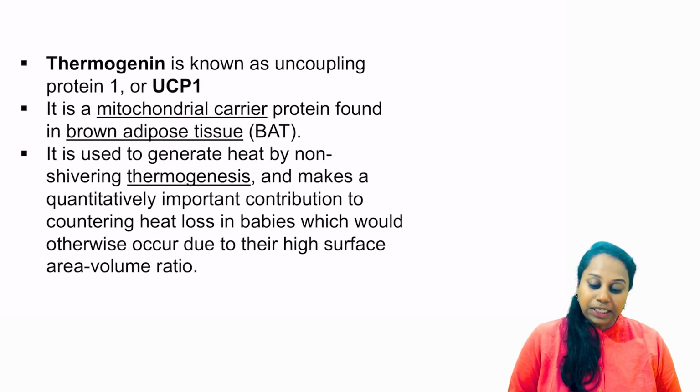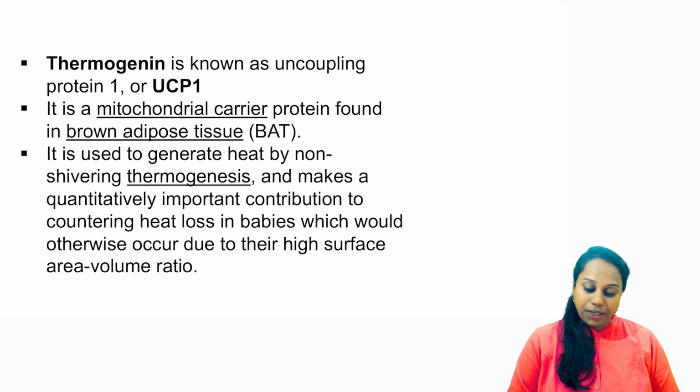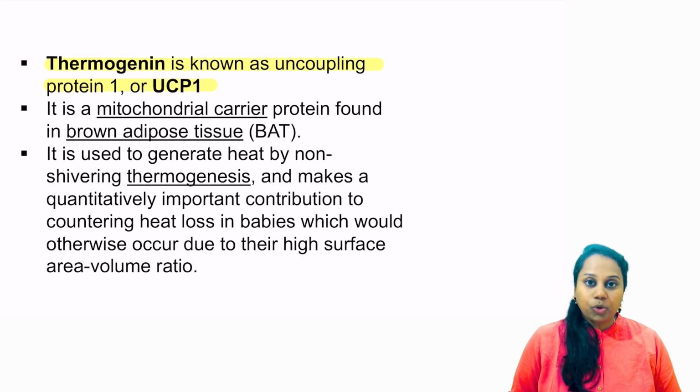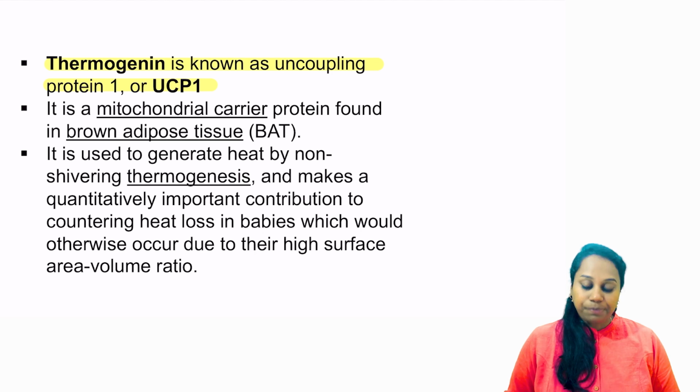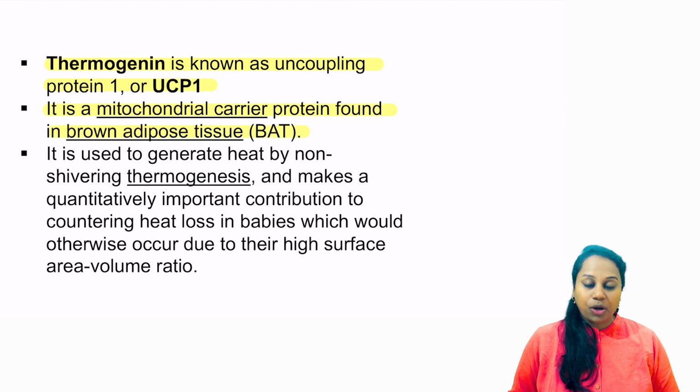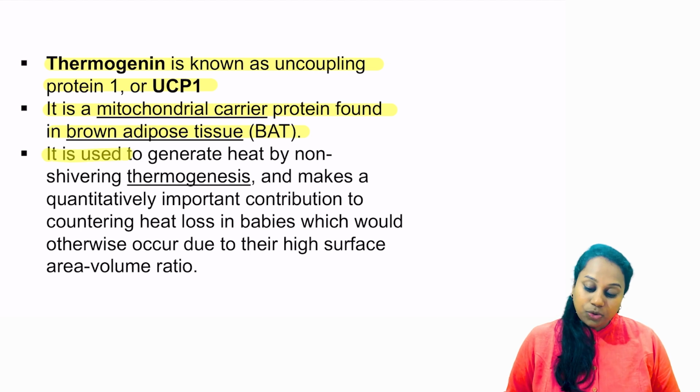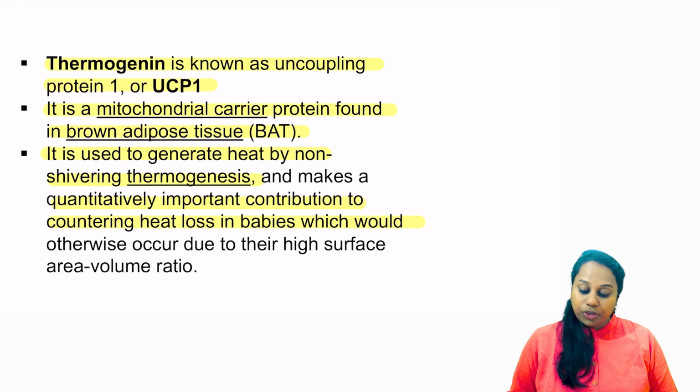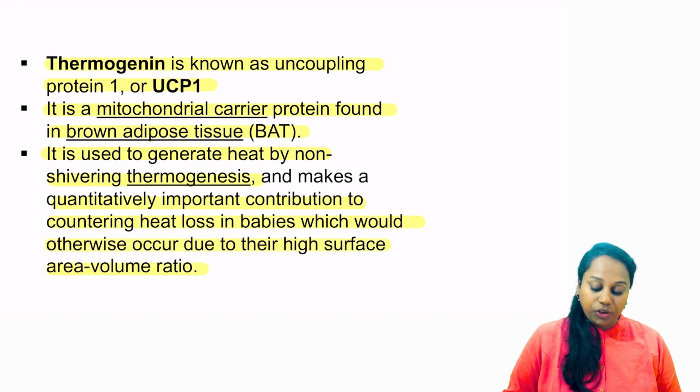Let's quickly learn about this protein thermogenin. Thermogenin is also known as uncoupling protein 1 or UCP1. It is a mitochondrial carrier protein found in brown adipose tissue. It is used to generate heat by non-shivering thermogenesis and makes a quantitatively important contribution to countering heat loss in babies, which would otherwise occur due to their high surface area volume ratio.